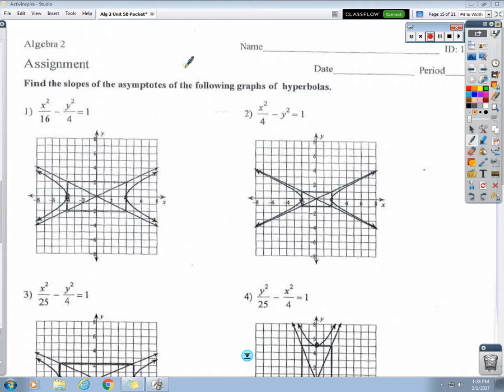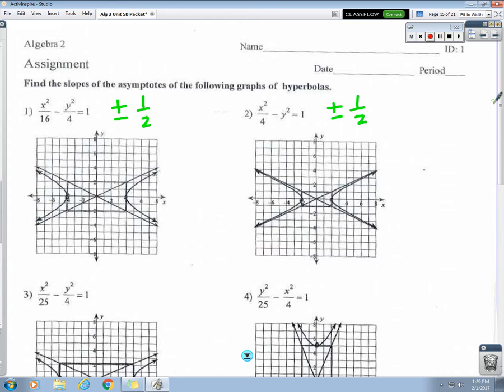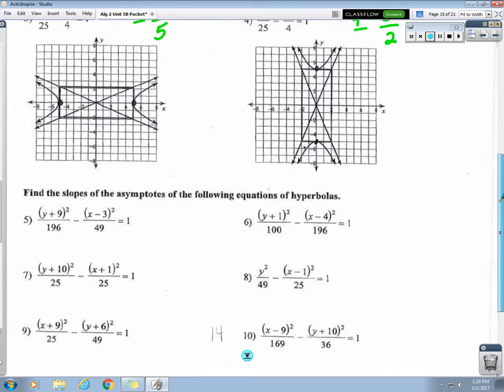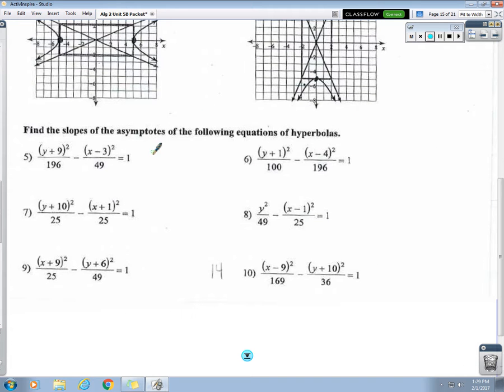Number 1, you would have ended up with positive 2 over 4, but then that would reduce to 1 over 2. Number 2, you should have got plus or minus 1 over 2. Number 3, you should have got plus or minus 2 over 5. Number 4, plus or minus 5 over 2. Number 5, you should have got plus or minus 14 over 17, but then that would have reduced to plus or minus 2, or 2 over 1.